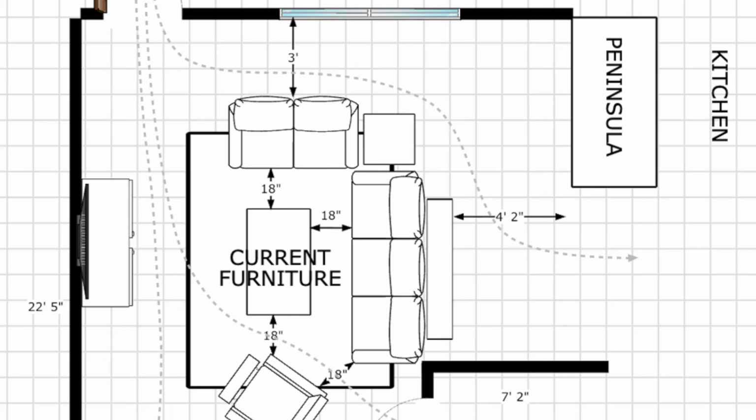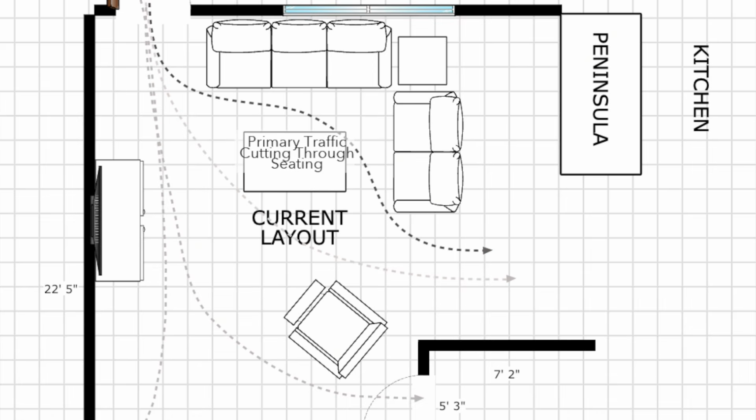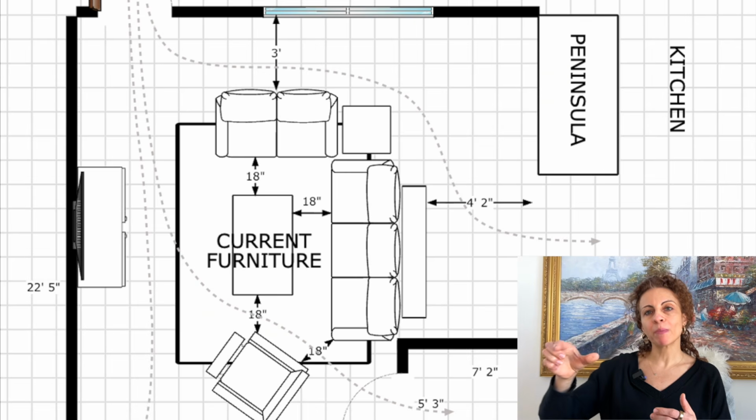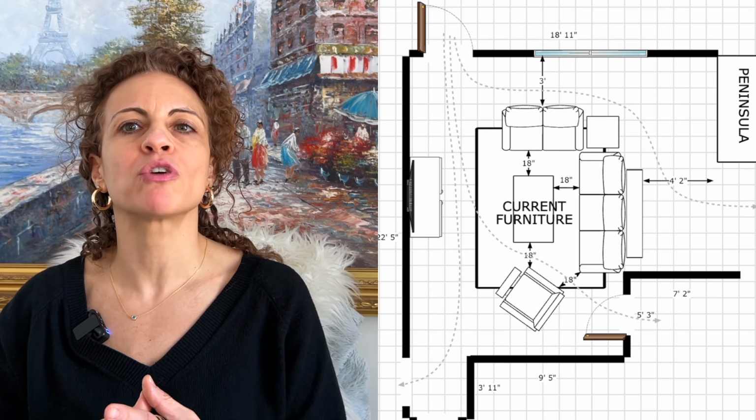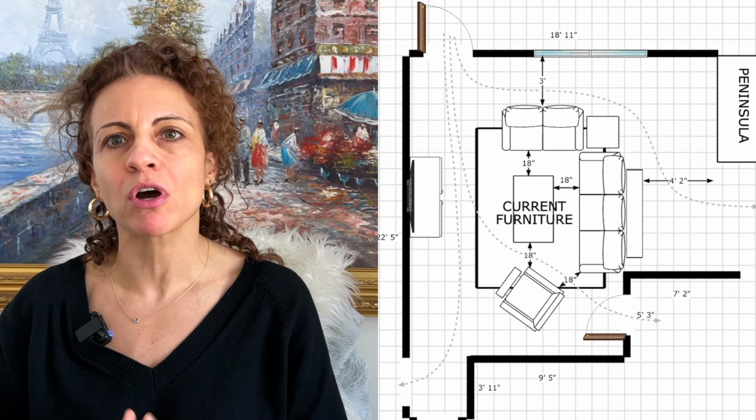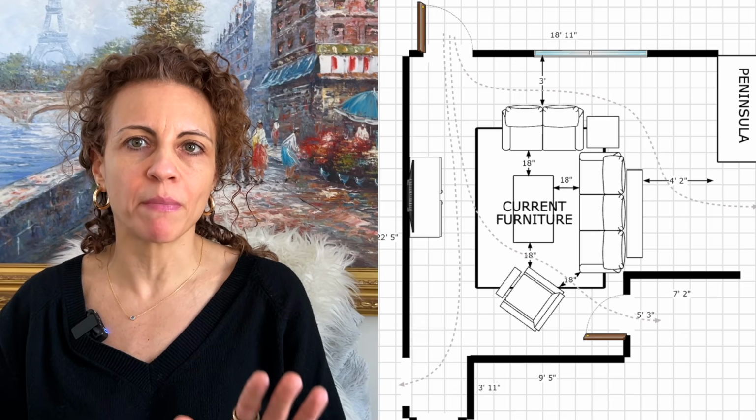This tightened up the spacing, maintained 18 inches around the coffee table, and protected the 36-inch walkway at the side. So now, instead of the traffic going through the seating arrangement, you have a clear path to come in from the front door and go directly to the kitchen area. So the result is that the traffic wraps around instead of cutting through. For this layout, we have no new purchases, just better mapping.